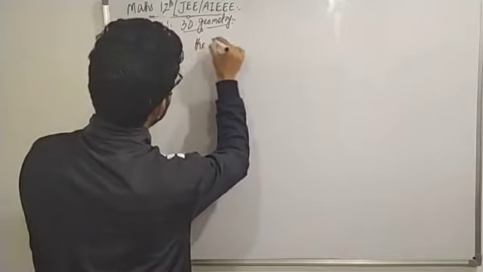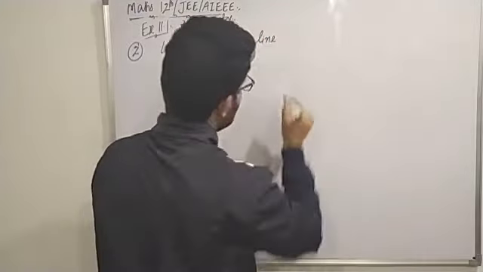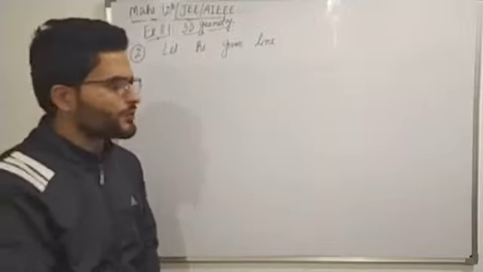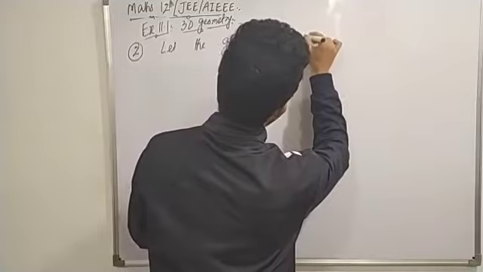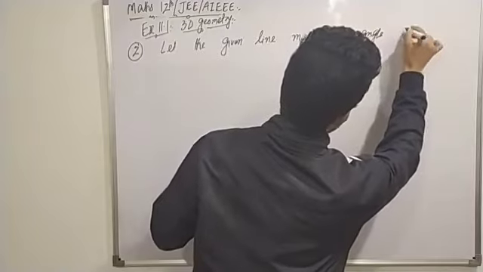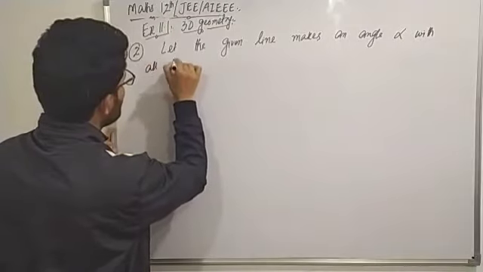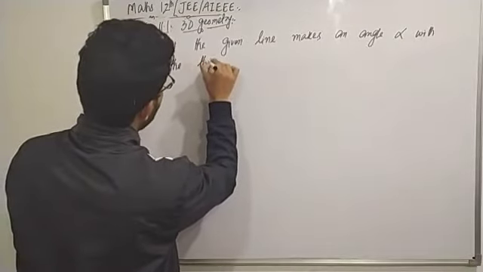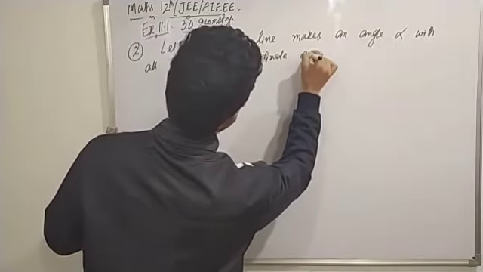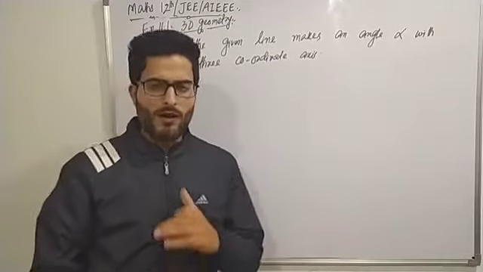Let the given line, so हम let करेंगे कि ये सेम एंगल जो बना रहा है विद ऑल द कोऑर्डिनेट एक्सिस, और उस सेम एंगल को हम अल्फा से डिनोट करेंगे. सो लेट द गिवन लाइन makes an angle alpha with all the three coordinate axes, so means we have alpha, alpha and alpha. Instead of alpha, beta and gamma, we have alpha, alpha and alpha.